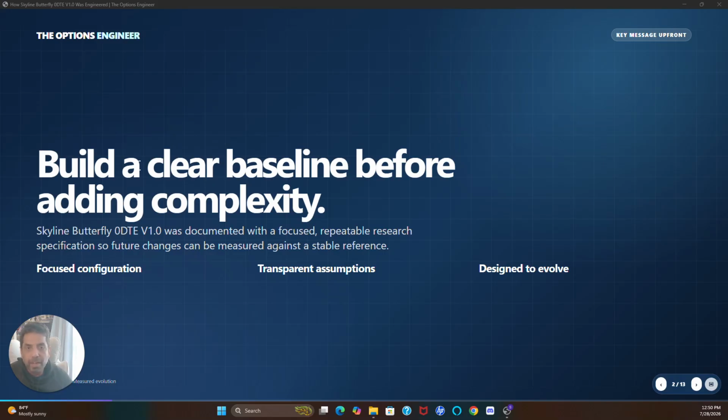This is Saurabh. Today I will be going over the Skyline Butterfly 0DTE version 1.0 strategy. I will be going over some more details on this strategy and more backtesting context. Skyline Butterfly 0DTE version 1.0 was documented as a clear and repeatable research baseline.